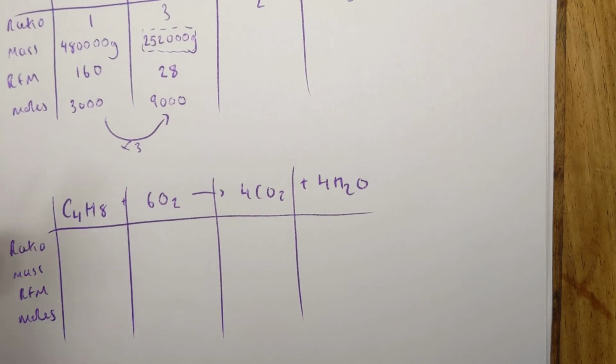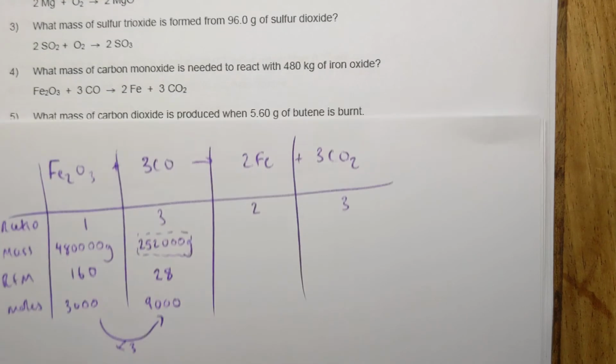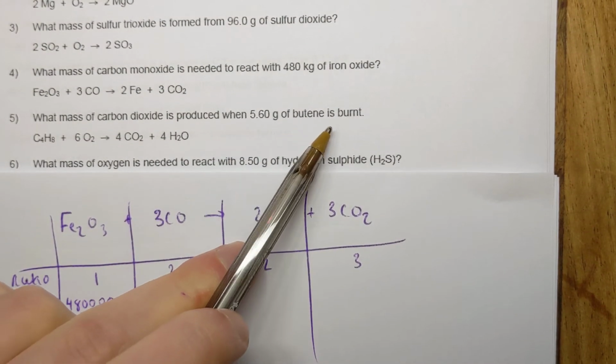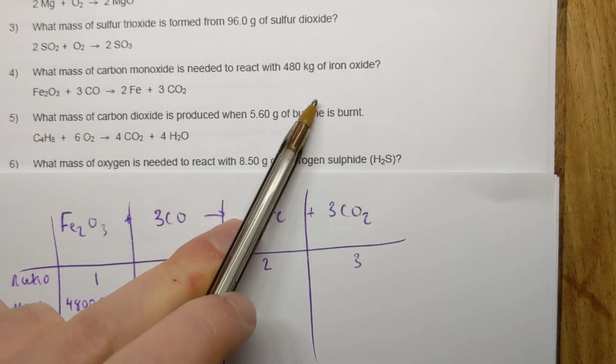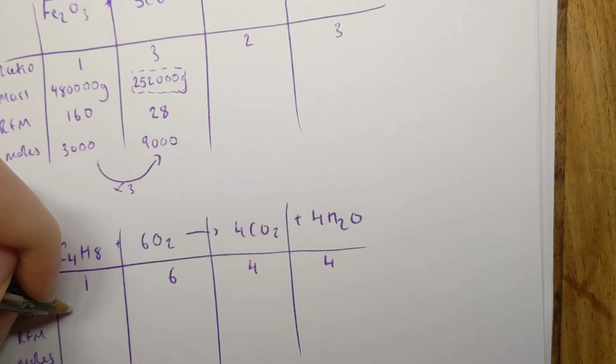Okay, ratio first. It's a 1 to 6 to 4 to 4 ratio. That took the question. Now, with this question, it says 5.60 grams of butene. Obviously, you don't know what butene is yet. You learn about it in 5th year chemistry. But for now, we'll just tell you it's C4H8. So that's the mass I've got.